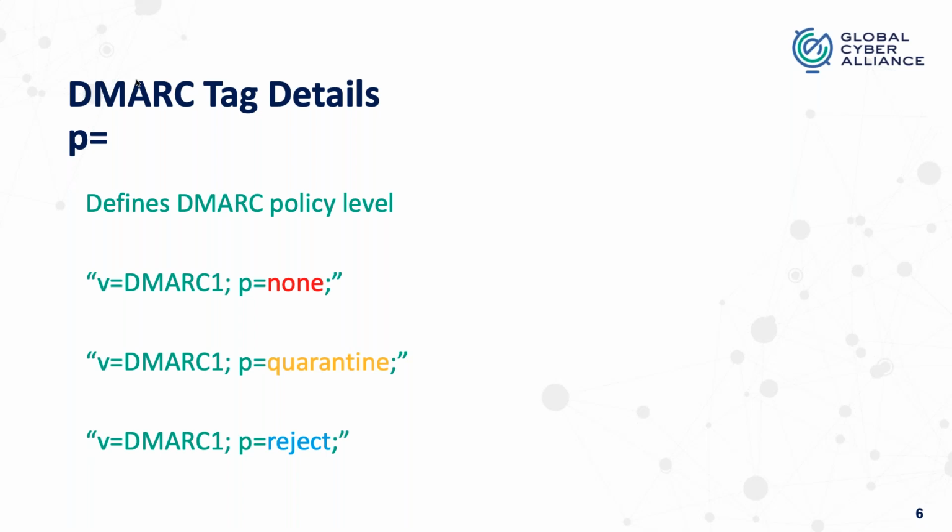Now, the other thing you have to remember too is that this is the exact order you have to go in. So this order matters: v=DMARC1, semicolon, p= and then the policy level. So v has to come first, the p tag has to come second, and then after that, you can put whatever tags you wish to put in, right? And that's based off of the RFC for DMARC.